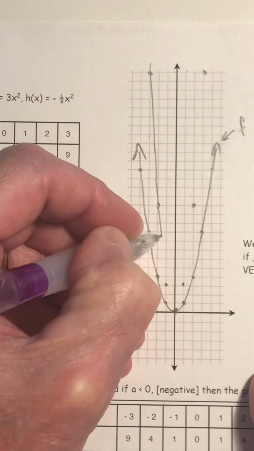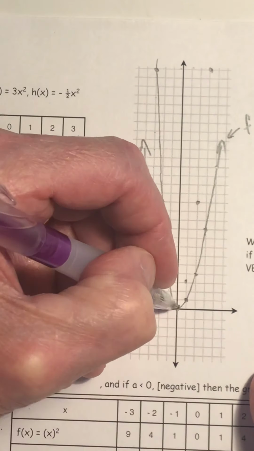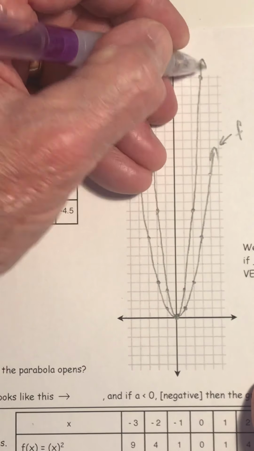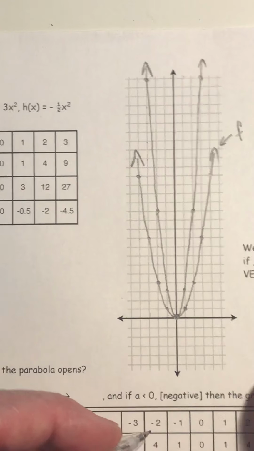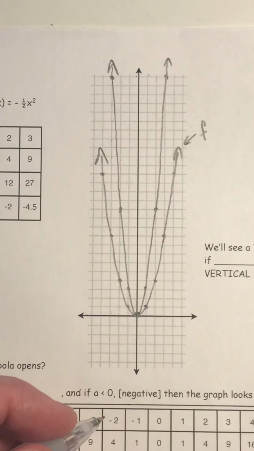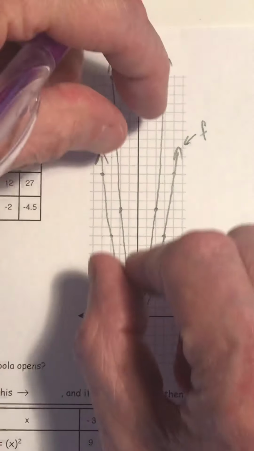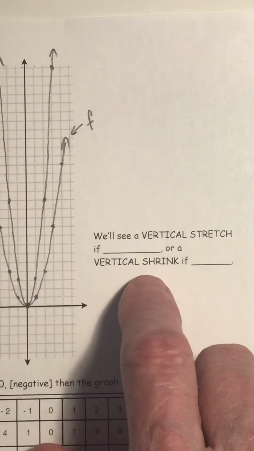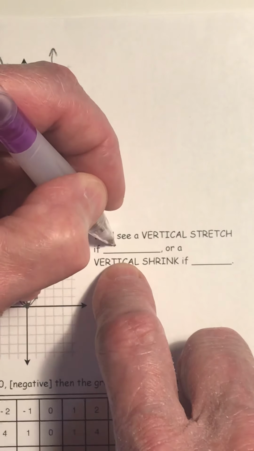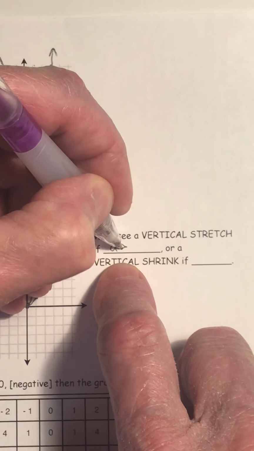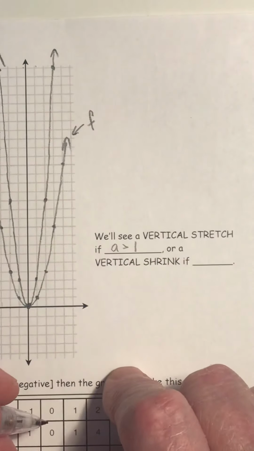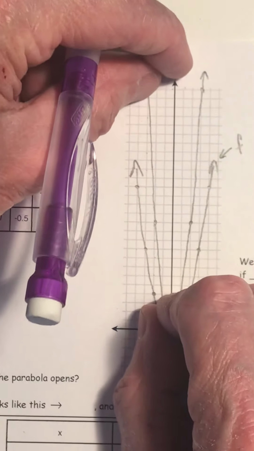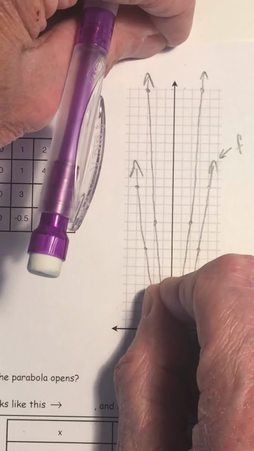So the first thing I notice, comparing the two, is that the g graph is narrower, you could say skinnier. And when you skinny it like that, you're stretching it vertically. We call that a vertical stretch. We'll see a vertical stretch if the number a is larger than 1. Okay, 3 is larger than 1. Something like y equals 10x squared would be even thinner.